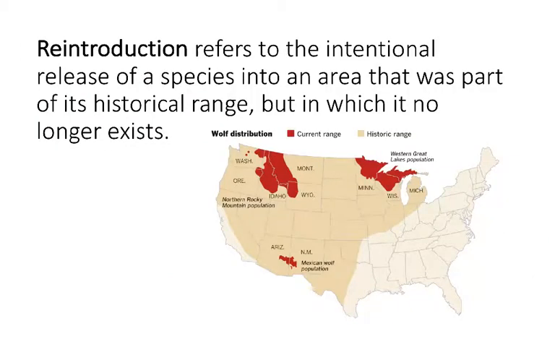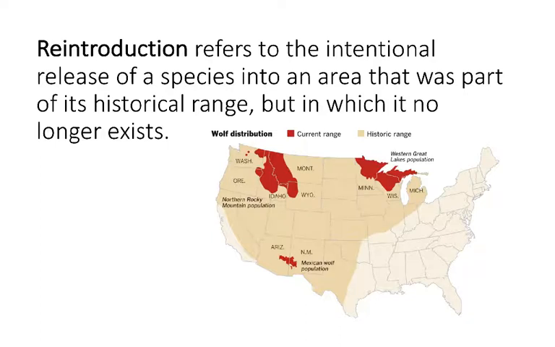So if we're thinking about, we probably want to have some kind of intervention to help the species, one of the things that conservation managers often consider is something called reintroduction. And reintroduction refers to releasing species on purpose, so it's intentional, into an area that was part of the historical range, but now they don't exist there anymore.